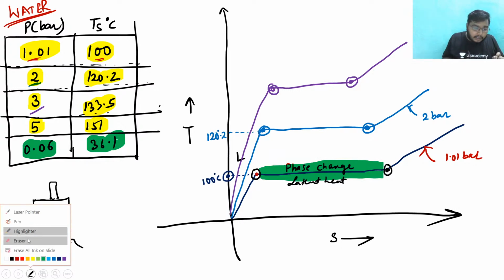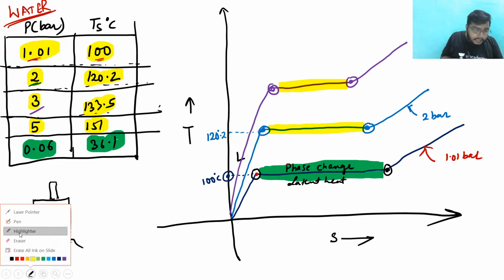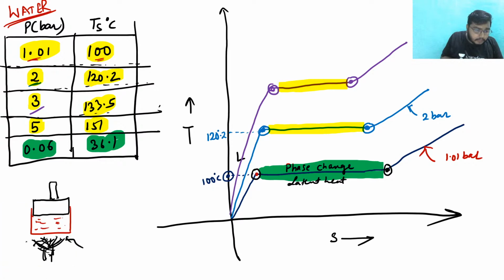Now again, what I did, I have increased the pressure, and hence the temperature of the boiling point increased. So now you can see latent heat got reduced compared to this. Latent heat got reduced. Next, I have plotted the graph for 3 bar, and I can see that latent heat got reduced more drastically, right? So a time will come, at a certain point, a time will come.